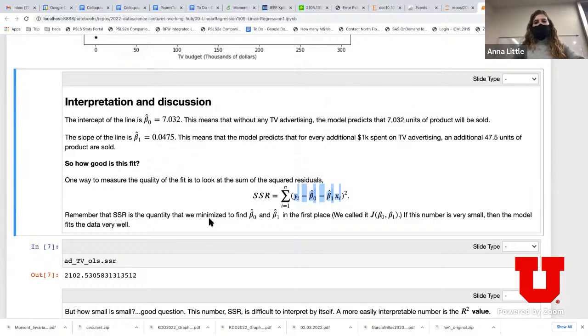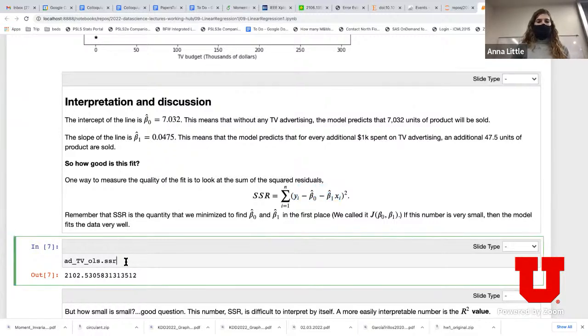So if this number is small, then the model fits the data really well. And we can access the quantity here by .SSR. And what is it? 2,102. What do you think? Is that small?